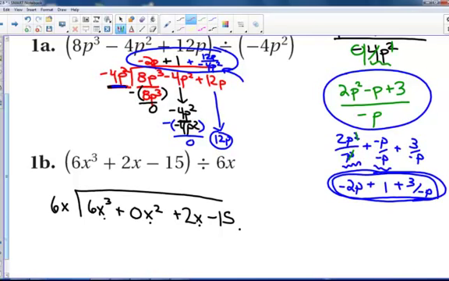Okay, 6x times what is 6x cubed? That'd be x squared. So x squared times 6x is 6x cubed. When we subtract that, we get 0. So now we're going to do the 0x squared, which is nothing. That'll be more important in the future. Now we're going to figure out 6x times what gives 2x. That would be 1/3.